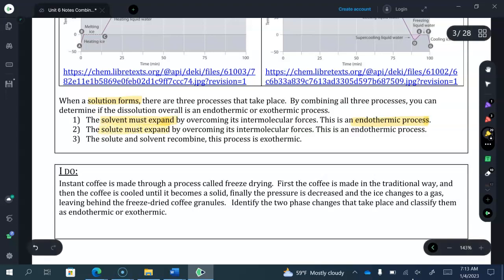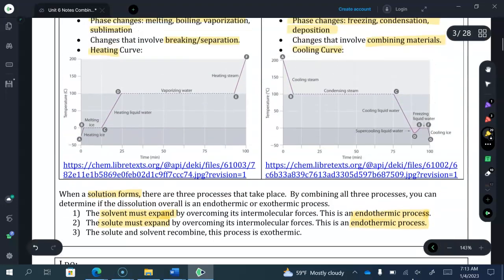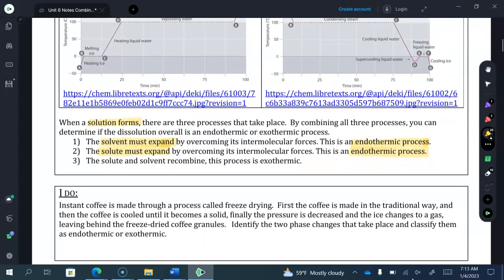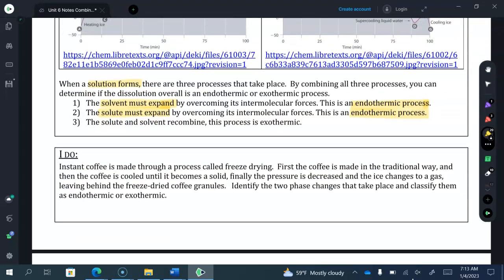The solute must also expand by overcoming its intermolecular forces. That again is an endothermic process. So pulling things apart, as we saw up here, breaking, separating, is an endothermic process. You have to put energy in to pull them apart. Then finally the solute and solvent recombining, because they are now forming new interactions, they are combining their materials, this is exothermic.